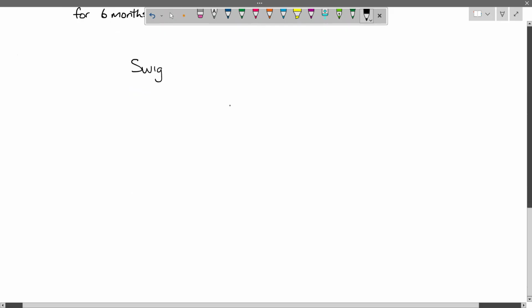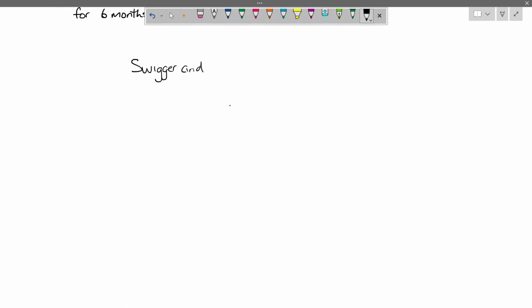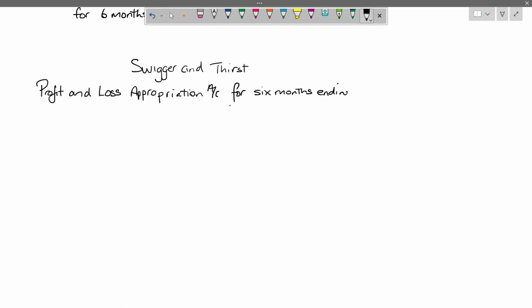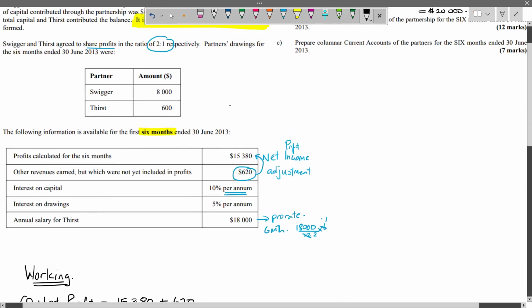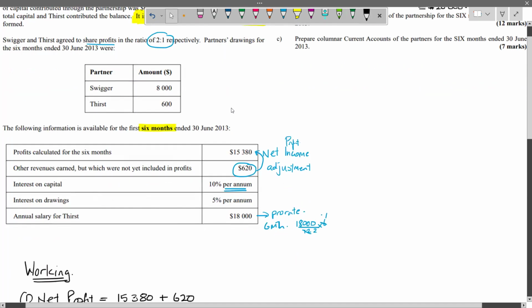Now that we have all of that sorted out, we could do our appropriation account. Now you may not have as much room as I do, so you could do this either on the side of your paper or on the back blank side of the sheet, that particular page in the booklet. When you're doing the profit and loss appropriation, you will just make little jottings next to each of the titles that you're working. This wouldn't be for the year. You'd have to say for 6 months ending 30th of June 2013.